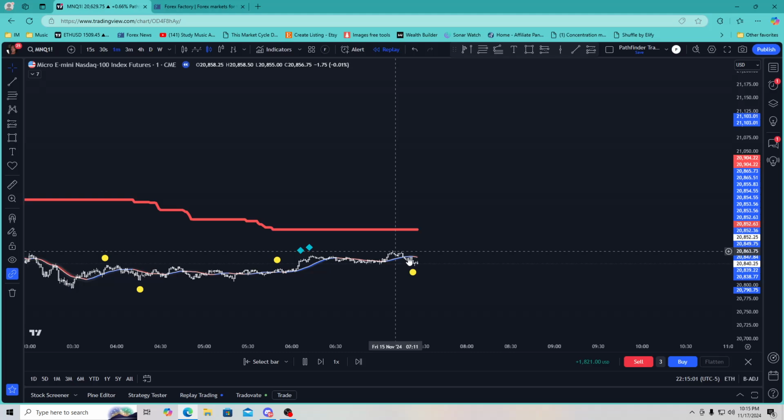Beautiful, beautiful trade. Multiple entries on this. 1, 2, 3 re-entries on the trend that were viable. This was great. This is great. All right. And there you have it.